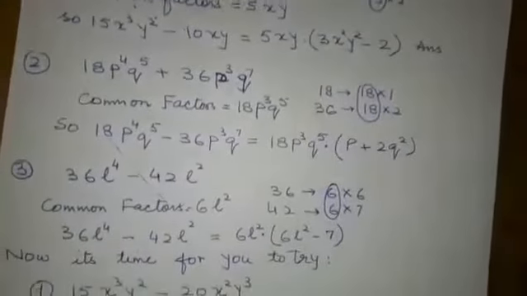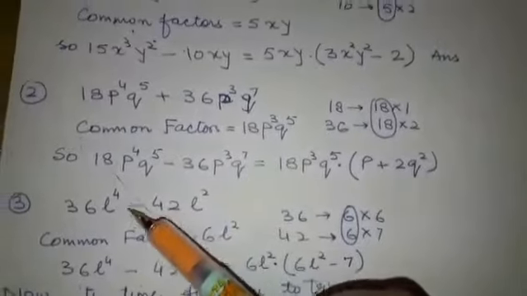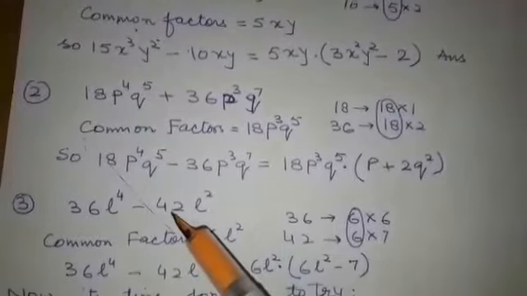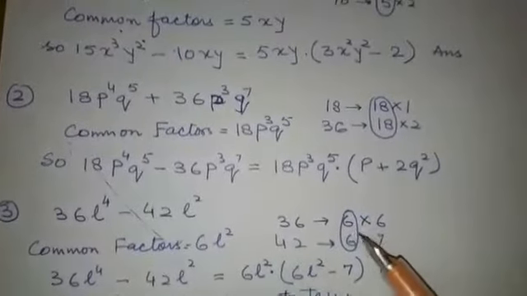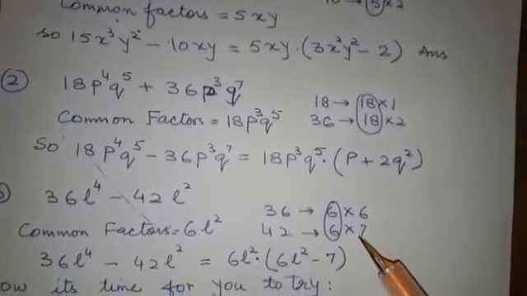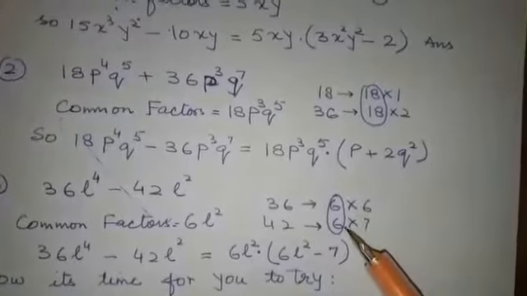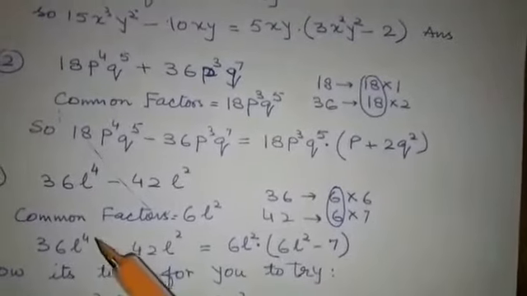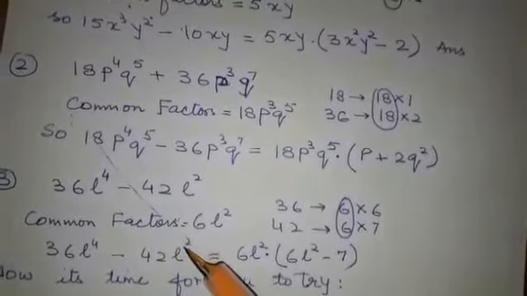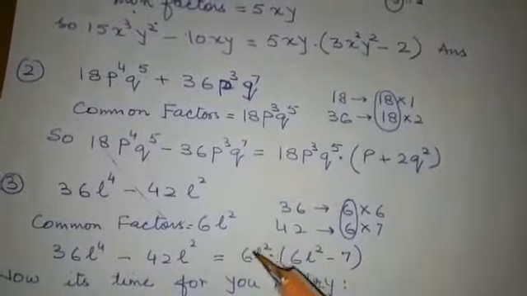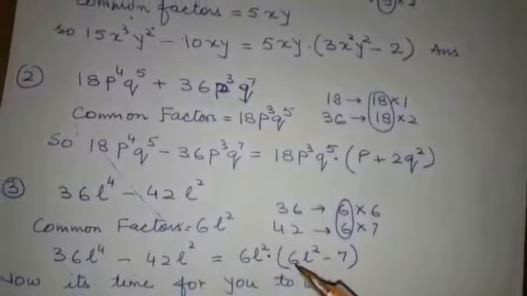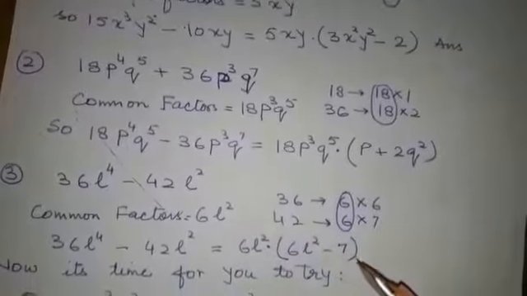Take another example. We have 36 l raised to the power 4 minus 42 l square. Let's write the factors of 36 and 42 first. We get 36 as 6 multiplied by 6 and 42 as 6 multiplied by 7. So the common factor is 6. We express it as 36 l raised to the power 4 minus 42 l square is equal to, first we write 6l square multiplied by bracket 6l raised to the power 2 minus 7.